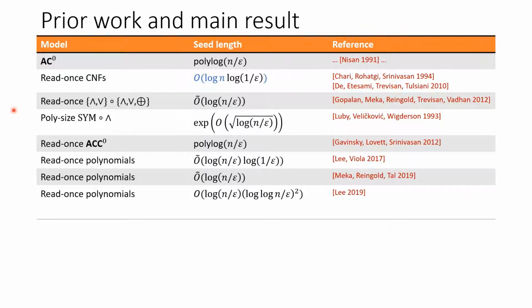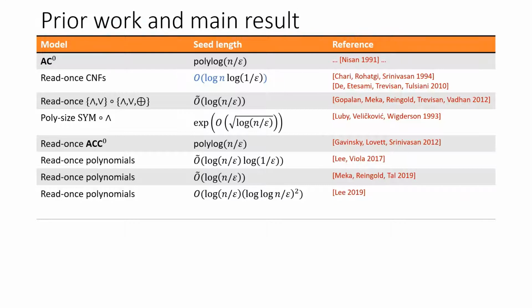There's a lot of prior work developing pseudorandom generators for read-once CNFs, read-once polynomials, and generalizations of those models. These are very well-studied models of computation. A recent line of work has provided near-optimal pseudorandom generators for read-once polynomials. And in fact, those generators also work for the slightly more general model that we're considering.